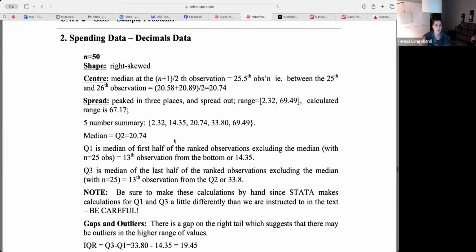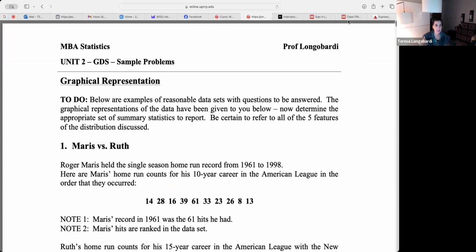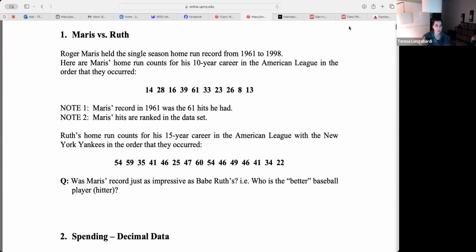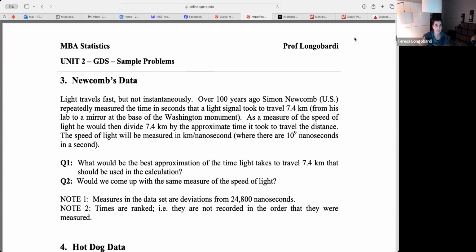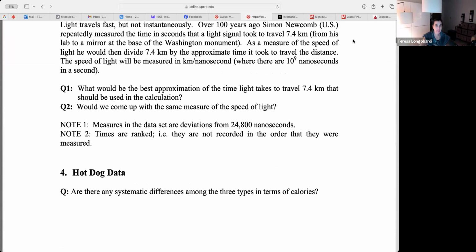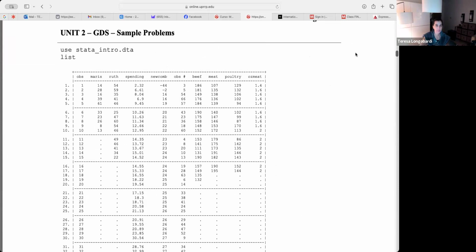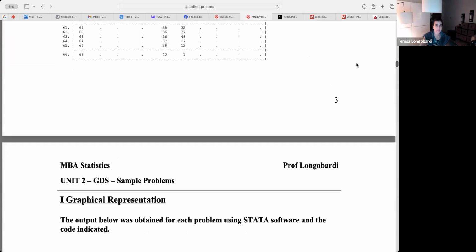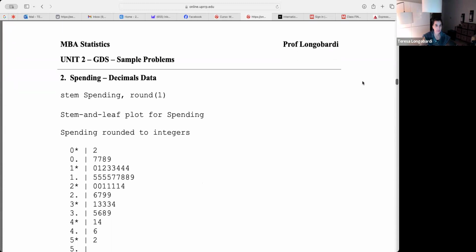This is the document called sample problems, and it lists 4 different sets of problems. I skipped this one, this one's in the notes. This is the one that we did, spending data. This is another one that I discuss, and the hot dog data. All the data are here, and I go through the graphical representation of each.